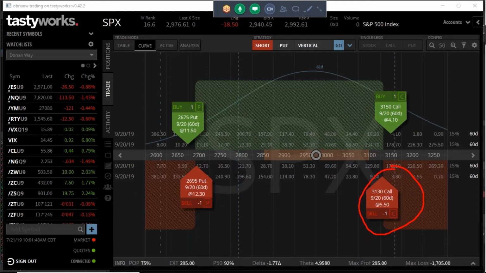All right, so that is the structure of selling an iron condor. We just discussed buying an option, selling a naked option, selling a short put, and selling the call spread.